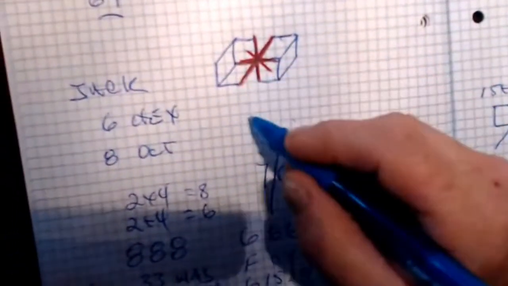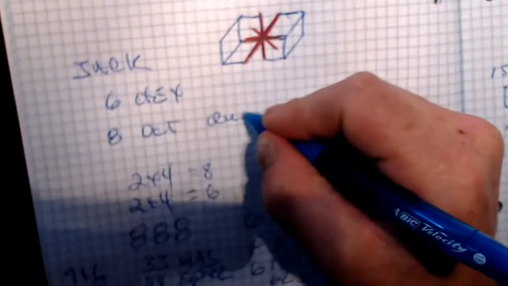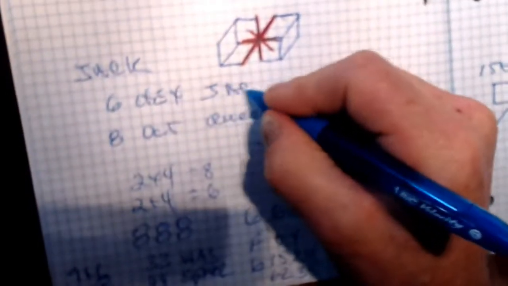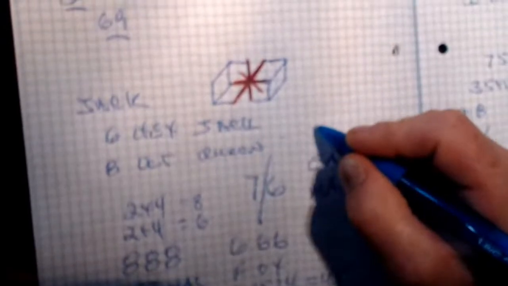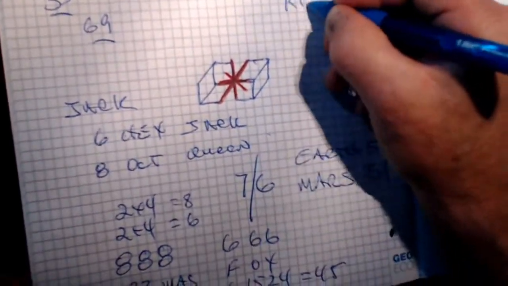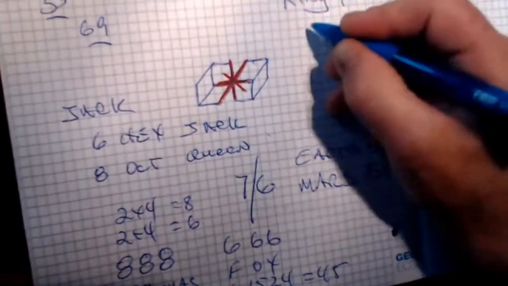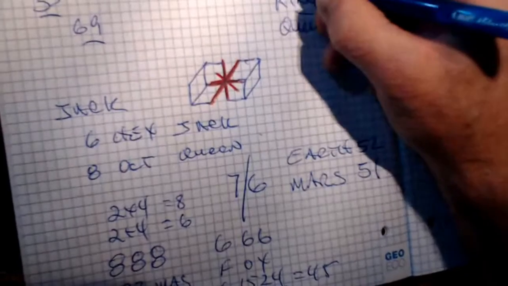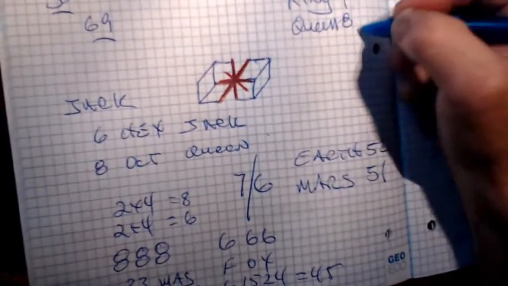Right, where 6 becomes 8. When you get 8, you get the queen. When you get 6, you get the jack. And when you get 7, you get the king. And the reason for that is the king has 7 eyes, the queen has 8 eyes, and the jack in the deck of cards has 6 eyes.